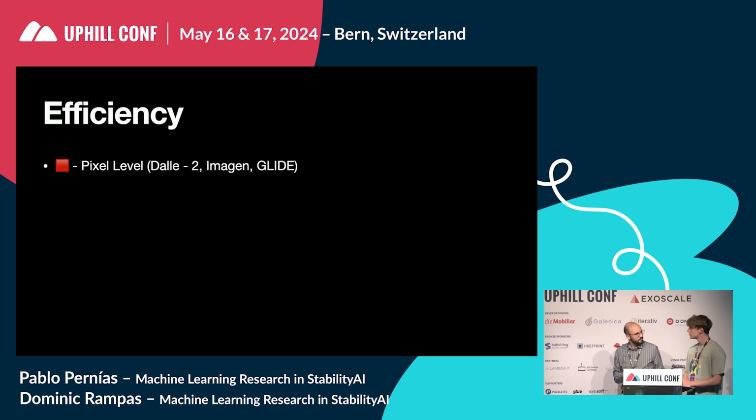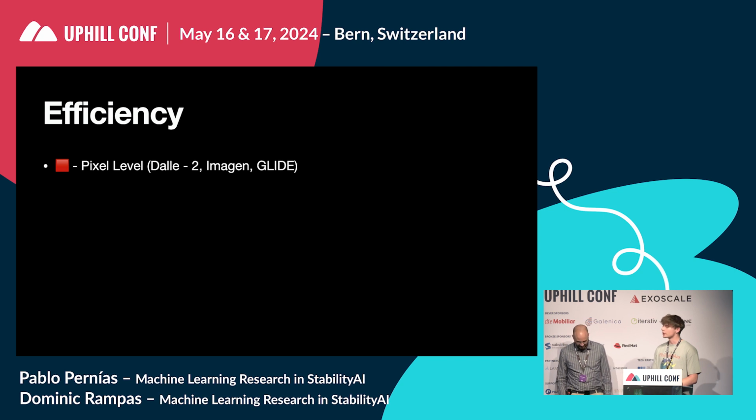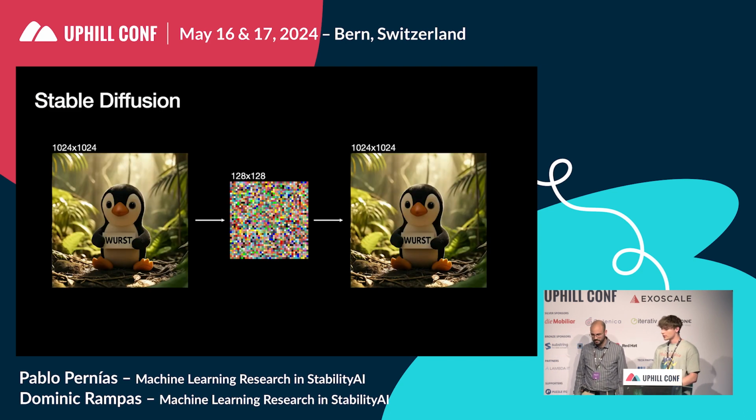Then I'm going to pass it to Dominic, who will explain how this advanced. Yeah, so there was basically the proof of concept that we could use diffusion models to do really good text to image models. Then there was a really interesting idea, which Pablo already mentioned and a lot of you already know, called Stable Diffusion, or the original work, latent diffusion models.